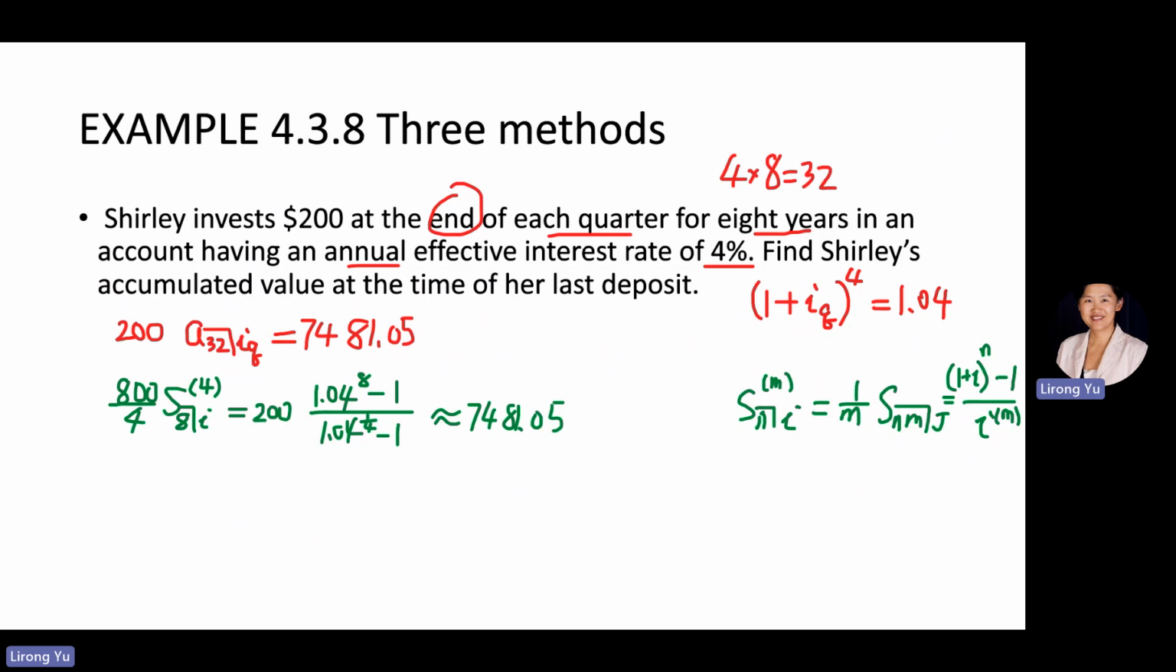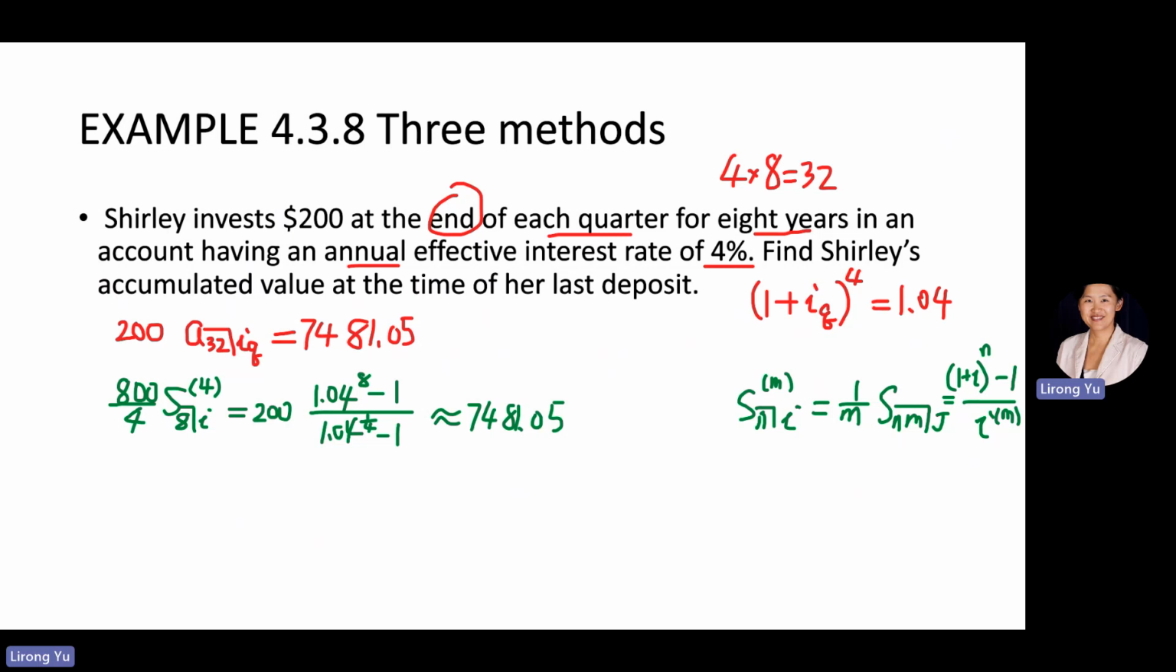We get 7481. So the red solution is utilizing the formula that we had in chapter 3. If you're doing it this way, you have this extra task: you have to calculate iQ, the quarterly interest rate, before you're able to calculate the total future value. And that actually is a present value, isn't it? And we were supposed to calculate its future value.